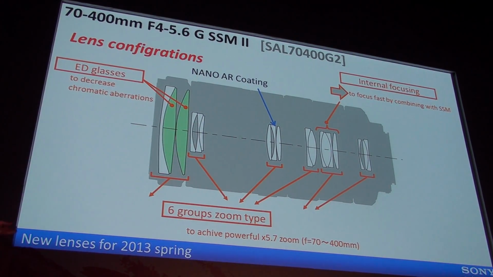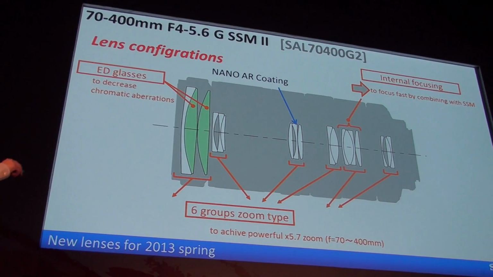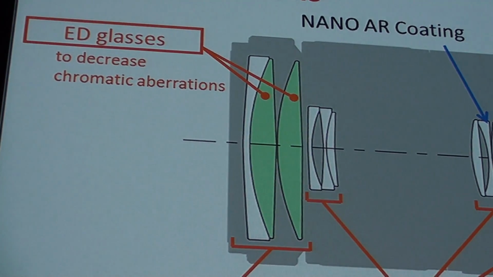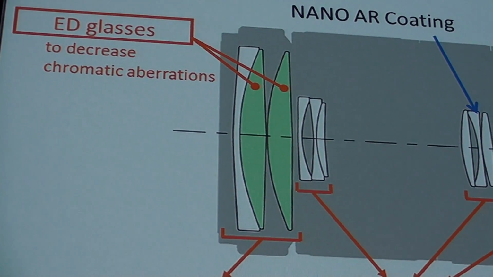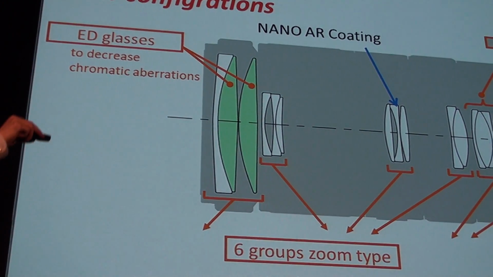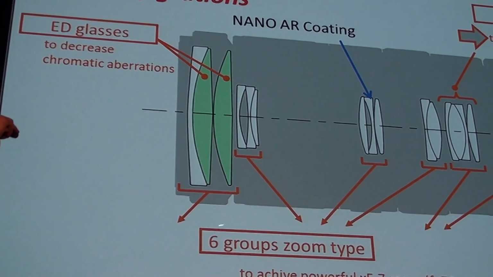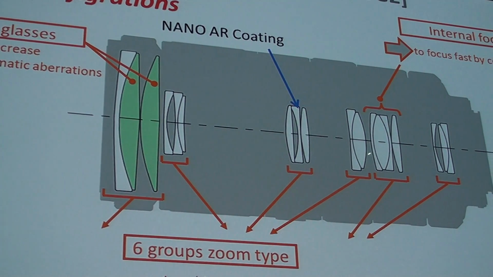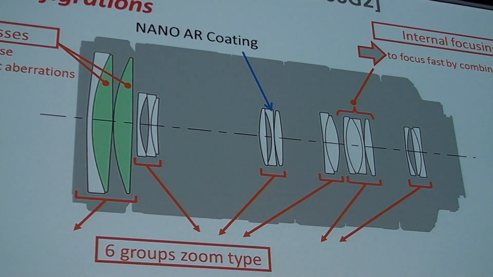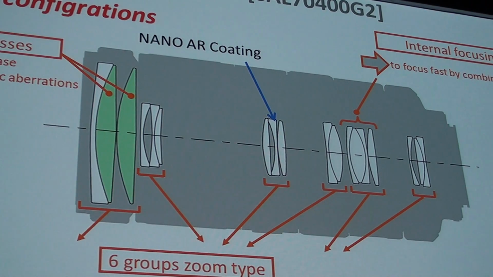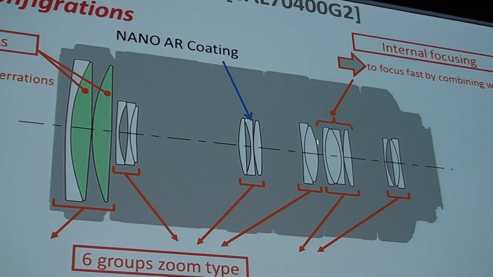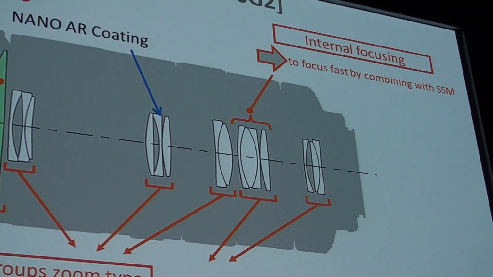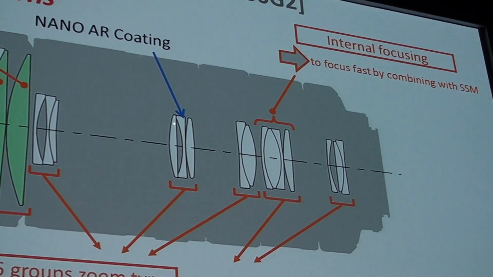This slide shows the lens configuration. There are two ED glasses to suppress the chromatic aberration at 400 millimeter. It is a 6 group zoom type. Okay, 1, 2, 3, 4, 5, 6. 6 groups are movable for the zooming. And this group is a focusing group. And here is a nano air coating.